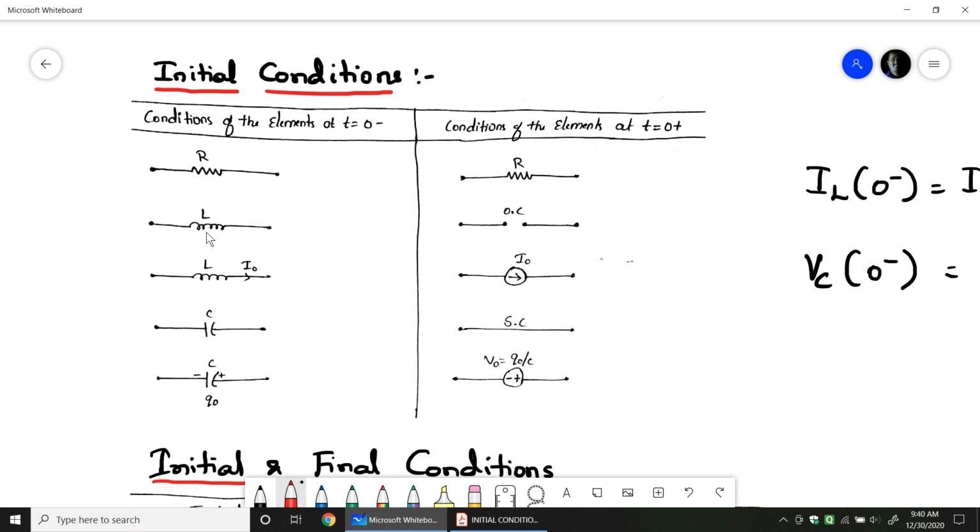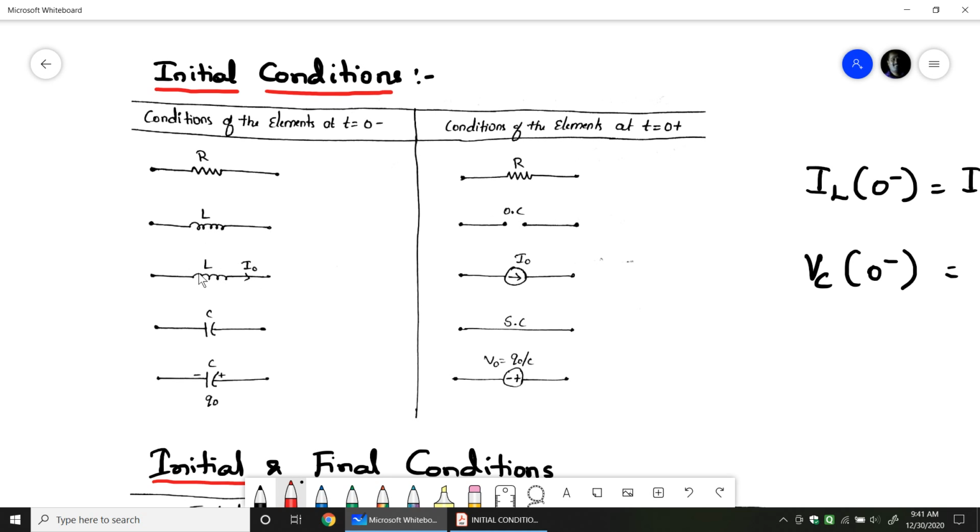Whereas the inductor at t equals 0 plus will behave as an open circuit. At t equals 0 plus, the inductor current IL of 0 minus is equal to 0 here, because there is no initial current flowing through the inductor. Therefore at t equals 0 plus, current becomes 0, and the inductor behaves as an open circuit. Whenever you are solving any problem related to these initial conditions, if they ask you to find the condition of the elements at t equals 0 plus, you replace the inductor with an open circuit.